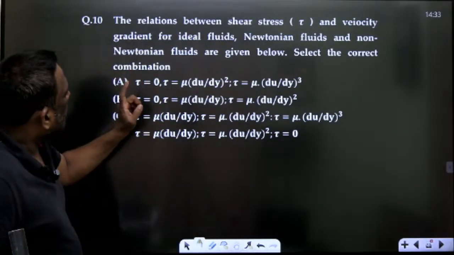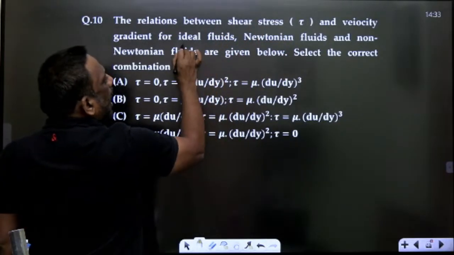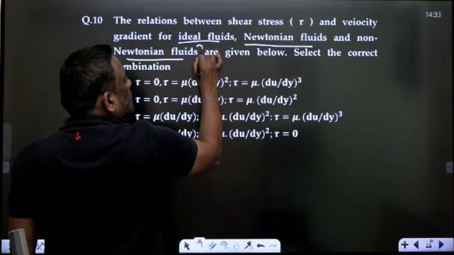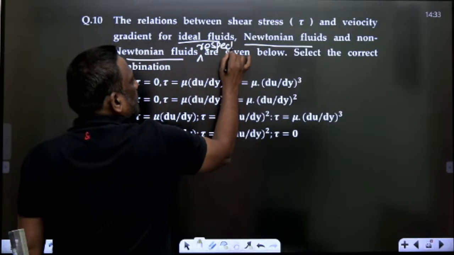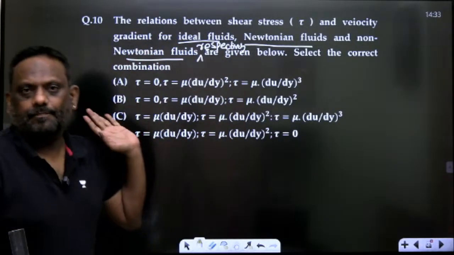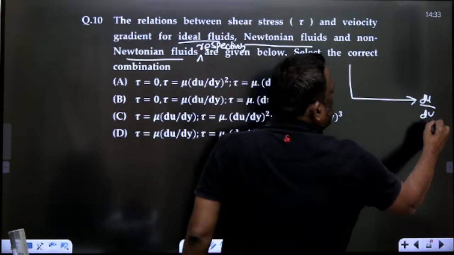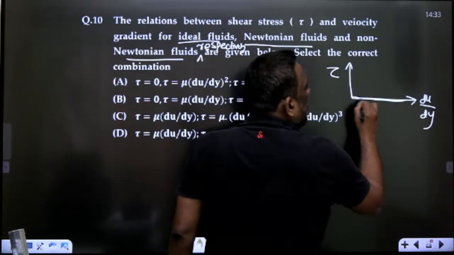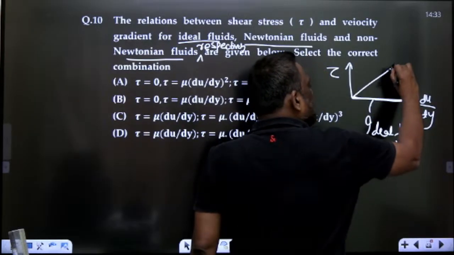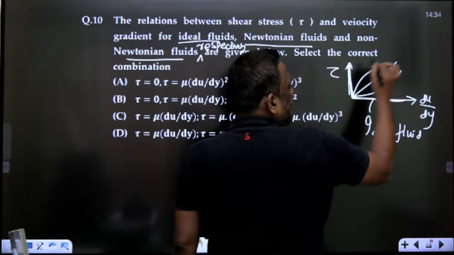Let's see. This says the relationship between shear stress and velocity for ideal fluid, Newtonian fluid, non-Newtonian fluid respectively. Yes, for ideal fluid, what is the shear stress? Zero. If I plot a graph of velocity gradient and shear stress, this is the ideal fluid, and this is Newtonian fluid. This is ideal solid. This is dilatant. This is pseudoplastic. I think you know this.